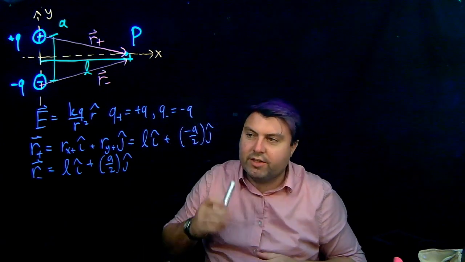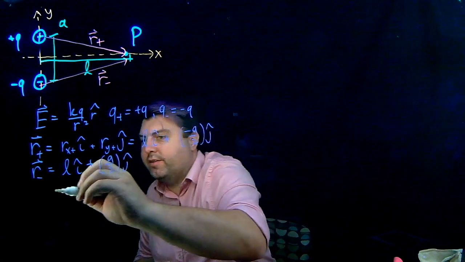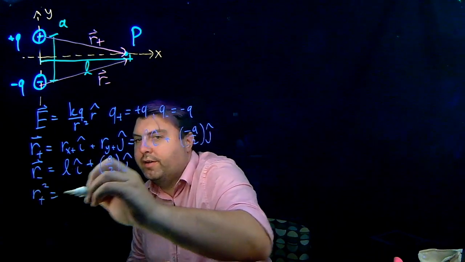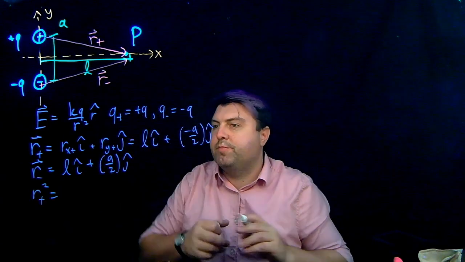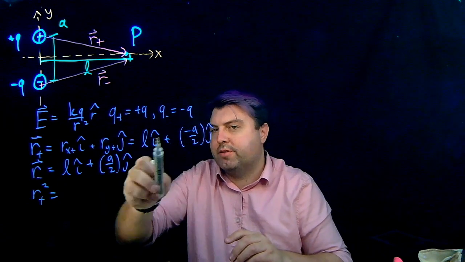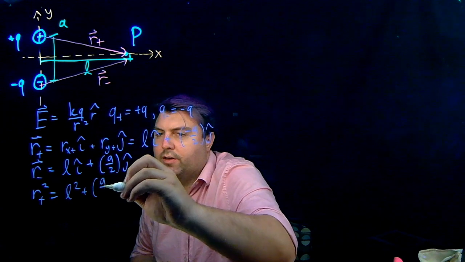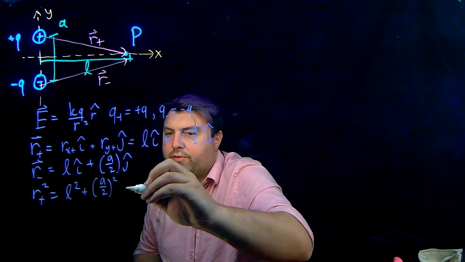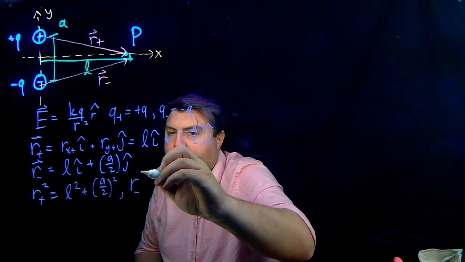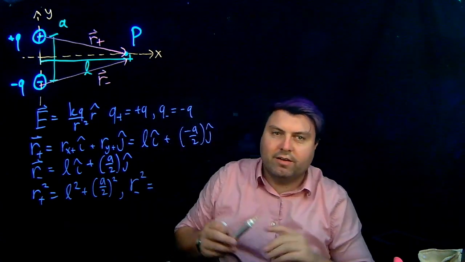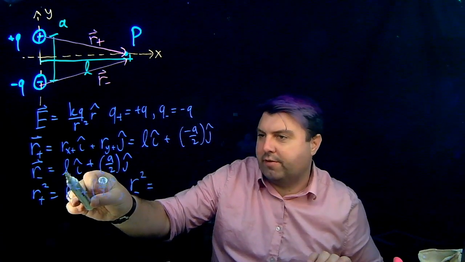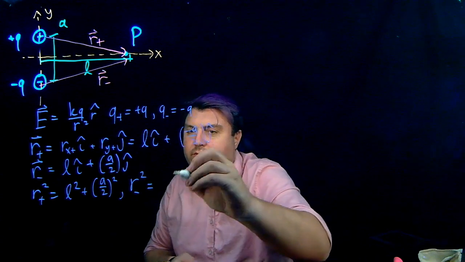After this, we hopefully feel pretty good about finding R plus and R minus squared. R plus squared is just the Pythagorean theorem, since we have two different directions, so we get L squared plus A over 2 quantity squared. And in fact, R vector minus squared is going to be the same: Pythagorean theorem, L squared plus A over 2 quantity squared.